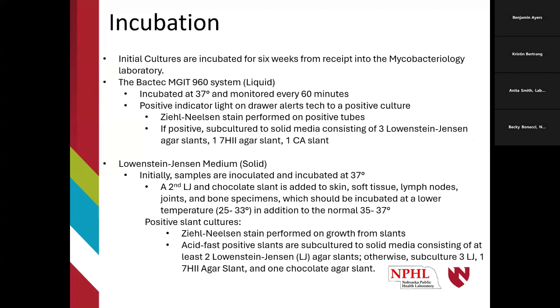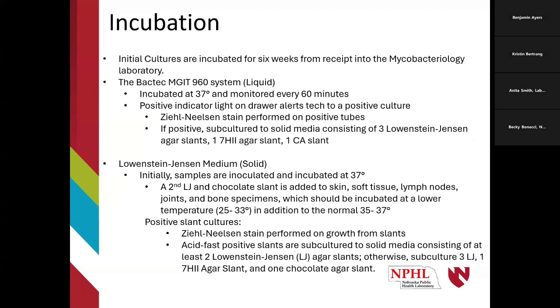One of the Lowenstein-Jensen and the chocolate agar goes into 25 degrees Celsius because that will help recover some of the slower growing and also rapid growers that have to have that temperature. Now, the Lowenstein-Jensen is our routine solid media of choice. They're incubated again for up to 6 weeks. We read those once per week.